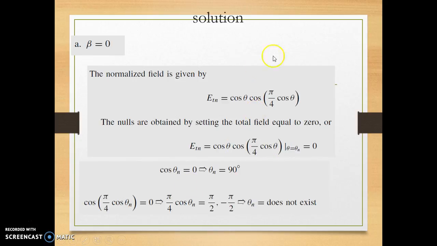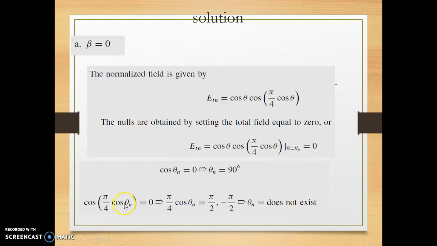Looking at this normalized pattern, cos theta cos pi by 4 cos theta, we can now obtain nulls. Nulls are nothing but the directions in which the radiation pattern is 0. So we set the total field pattern to 0. When we set this equation to 0 and find the corresponding values of theta for which this entire expression becomes 0, those are the locations of the nulls. So either cos theta should be 0 or the second term should be 0. When cos theta is equal to 0, we can easily derive that theta n is 90 degrees.